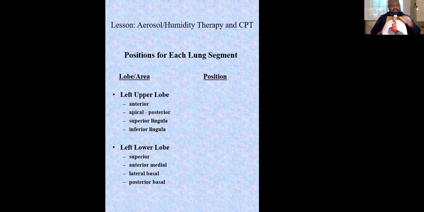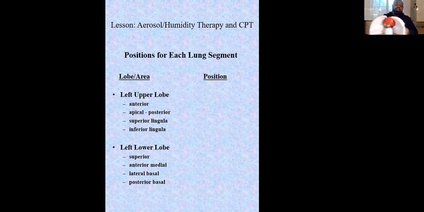So the left upper lobe, which is up in here, right? We have anterior, and we have apical posterior. We have superior lingula and inferior lingula. All right, that will be for the left upper lobe, because the left upper lobe is pretty large.